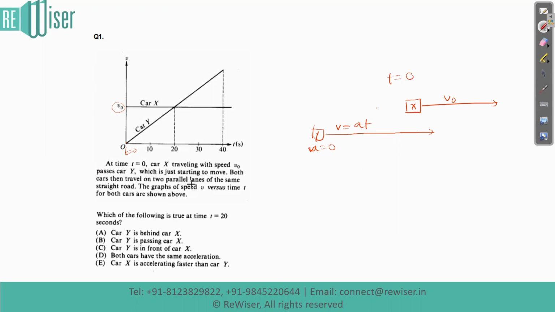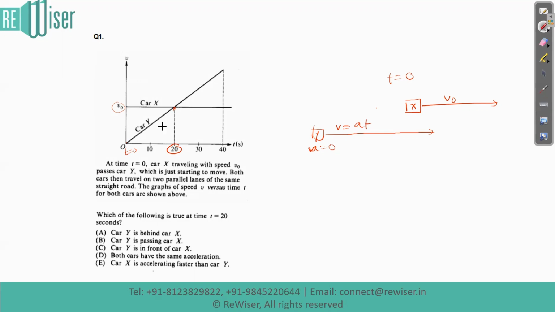Both cars are traveling on parallel lines of the same straight road. The graphs of velocity versus time for both the cars are shown above. Which of the following is true for t equal to 20? So here at this point, which is correct?